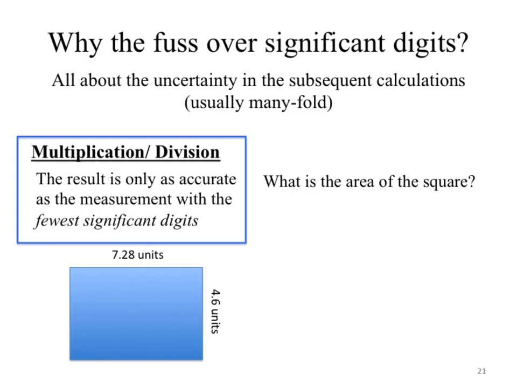So when we get to multiplication and division, now our answer is only as accurate as the measurement with the fewest significant digits. That's slightly different. Before we were looking at the least accurate decimal value. Now we're looking at the total number of sig figs. So if we go through and try and figure out the area of this square, how do we come up with the area of the square?